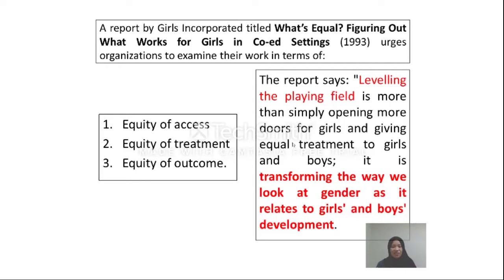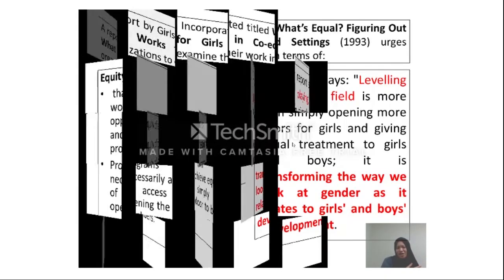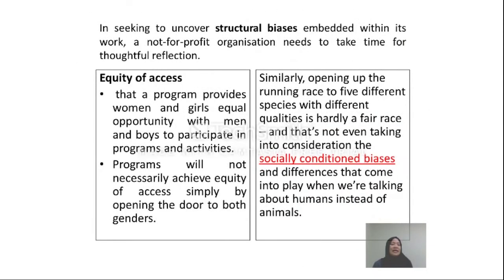So, what does it really mean? In seeking to uncover structural biases, or shall we say structural conflict embedded within its work, a non-profit organization or an NGO, similar to what you are affiliated with, needs to take time for thoughtful reflection.